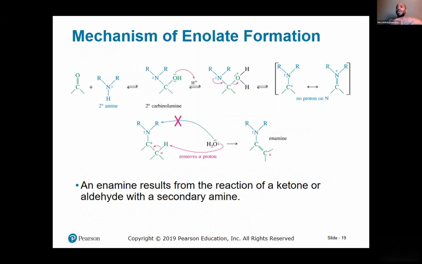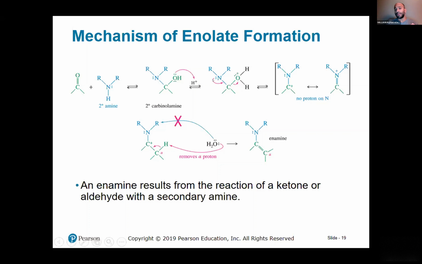Let's remind ourselves how we form the enamine. It's a reaction between an aldehyde or a ketone with a secondary amine. Why a secondary amine? Because if it's a primary amine or ammonia, it's going to form an imine, not an enamine. So once you have the carbonyl of an aldehyde or a ketone reacting with a secondary amine, the lone pair on the nitrogen attacks the carbonyl carbon. It gives you the tetrahedral structure.